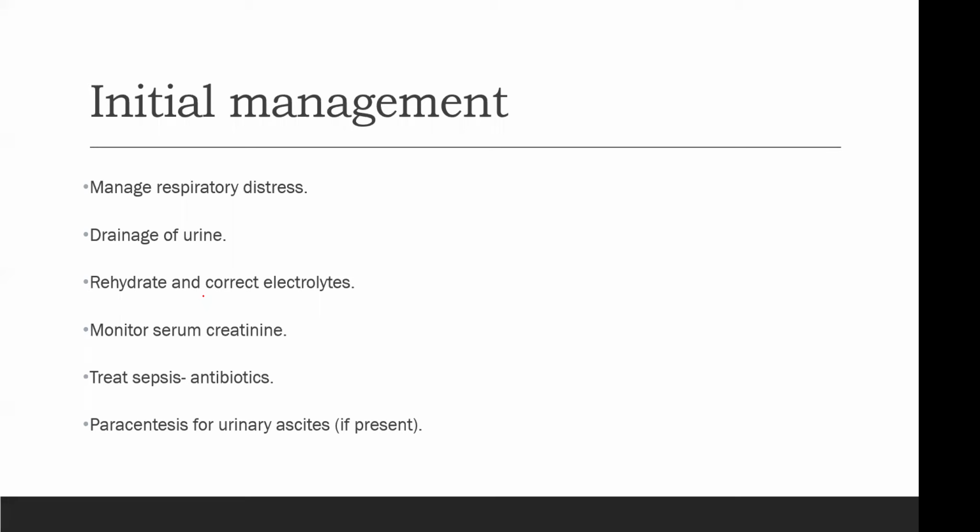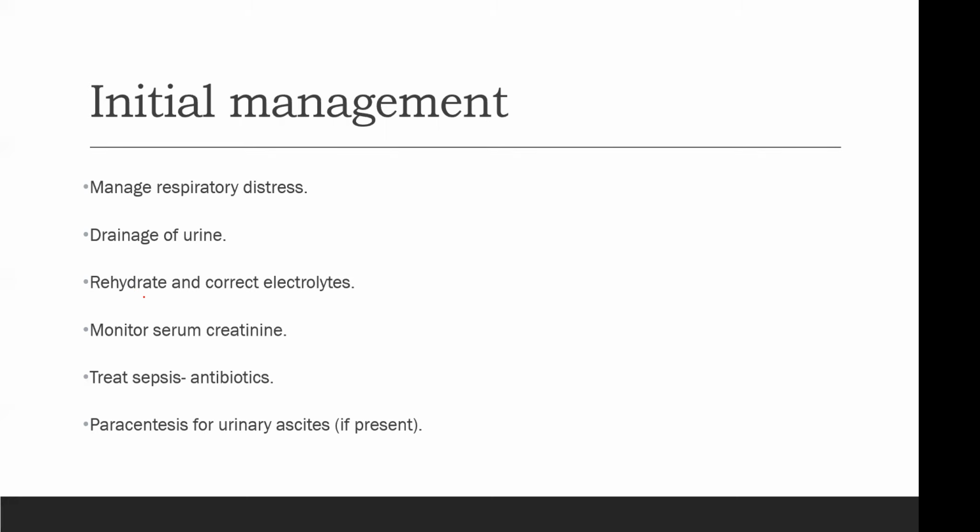So looking at the initial management, it will involve managing the respiration if there is respiratory distress, maybe secondary to pulmonary hypoplasia, and if they require ventilation, then they would need to be ventilated. But the mainstay is also to drain the urine, whichever way possible. You can pass in a urinary catheter for the drainage.